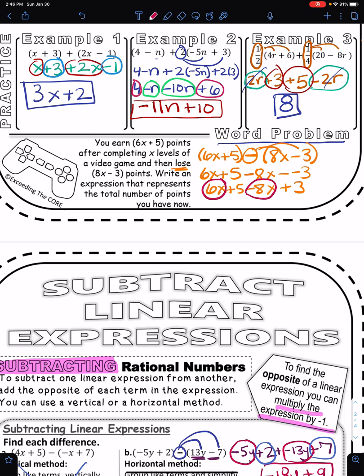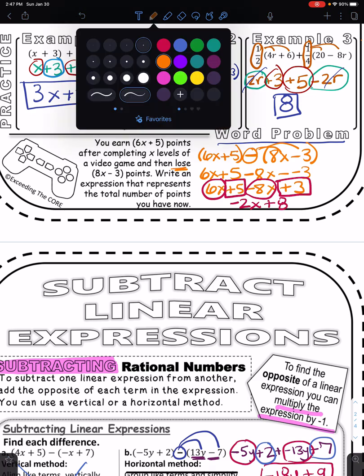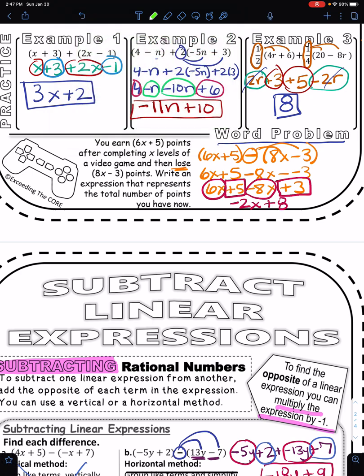And circle my like terms. 6x minus 8x is negative 2x. And if you don't want to change colors, you could use boxes and circles. So 5 plus 3 is 8. Hopefully you're noticing every single time I include the symbol right in front of the term. So remember that that's a negative 8x.